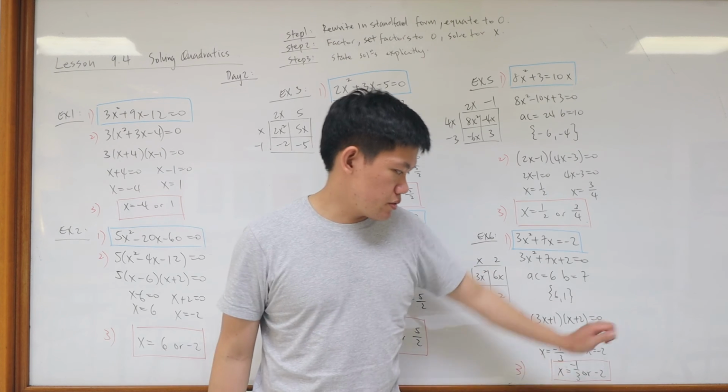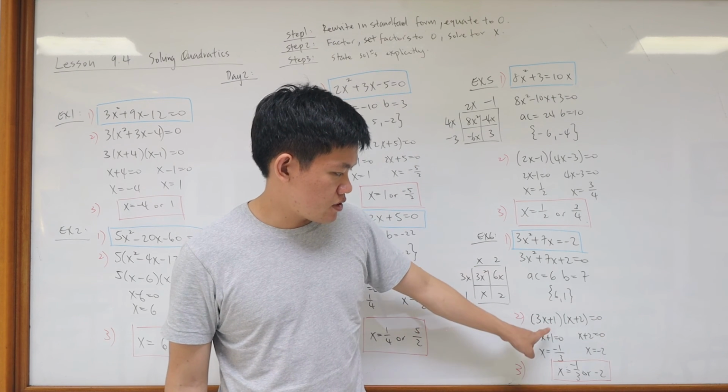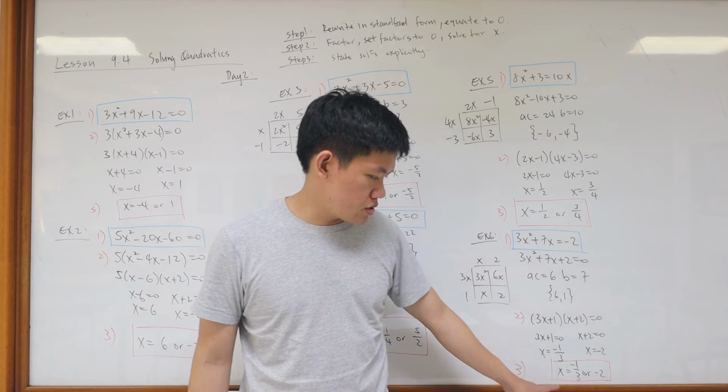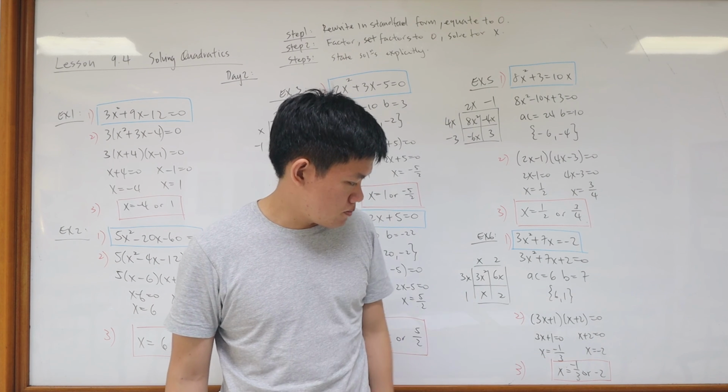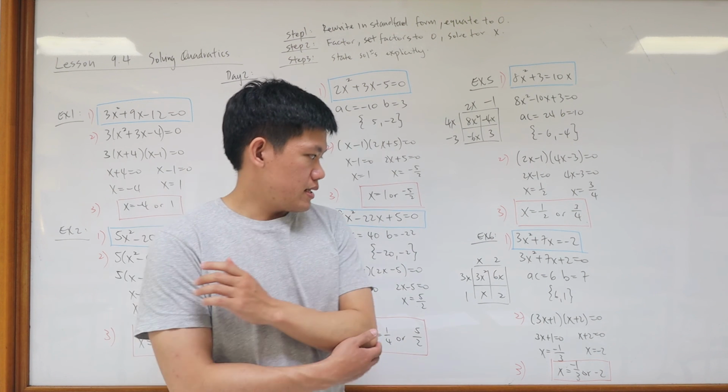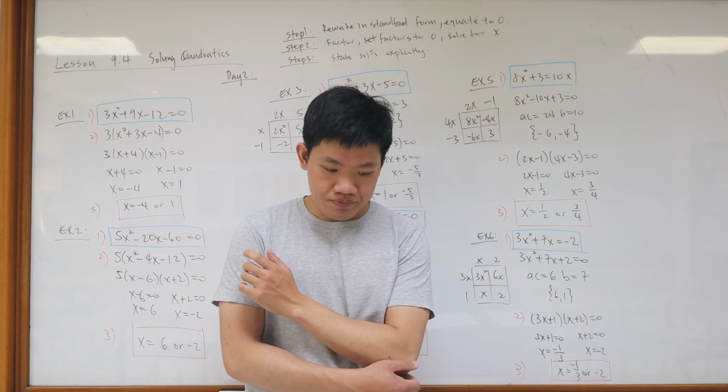And then that's equal to 0. So first factor equals 0 or second factor equals 0. We end up with x is equal to negative 1/3 or x equals negative 2. And that's the solution to these 6 examples.